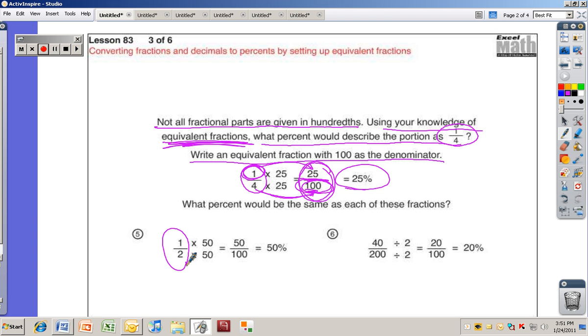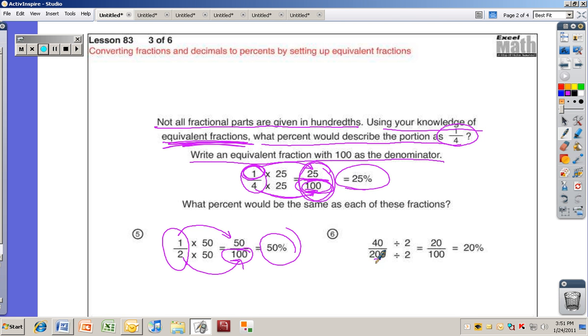Here are some sample problems. What about 1/2? Well, we want to change it to 100 as the denominator. How do I go from 2 to 100? Times 50. Good, okay, so I have to do the same thing to the numerator, times 50, and the answer is 50 out of 100, or 50%.